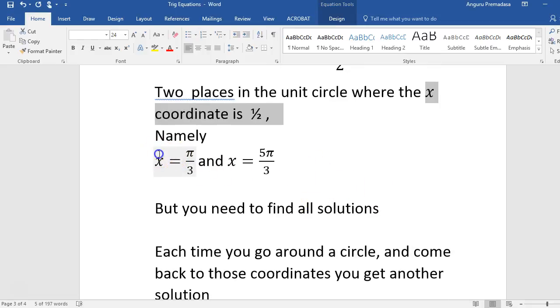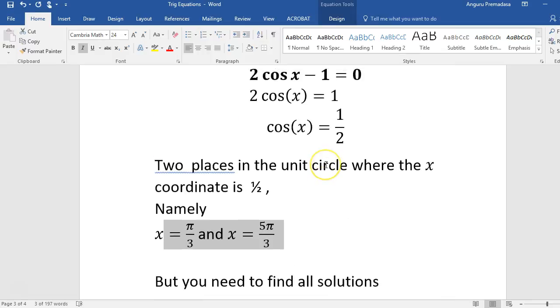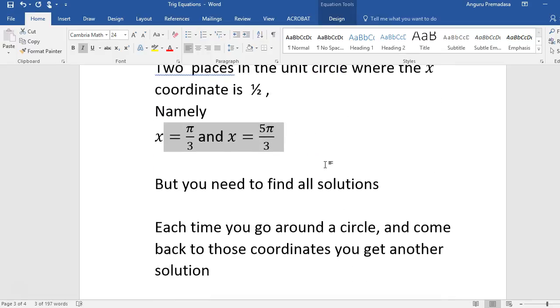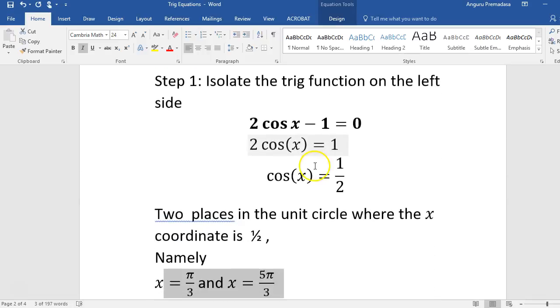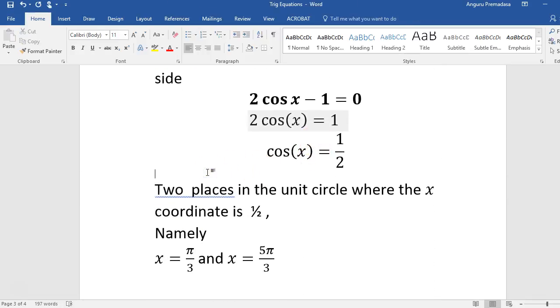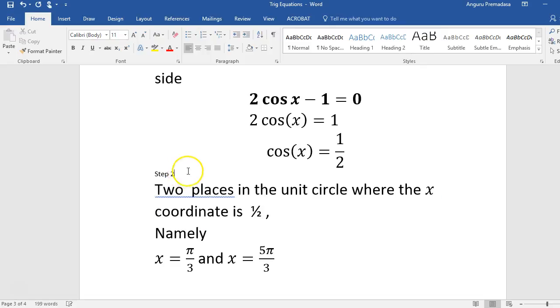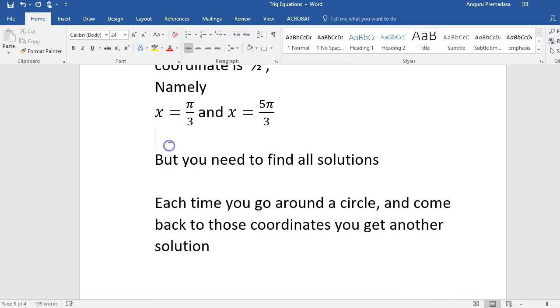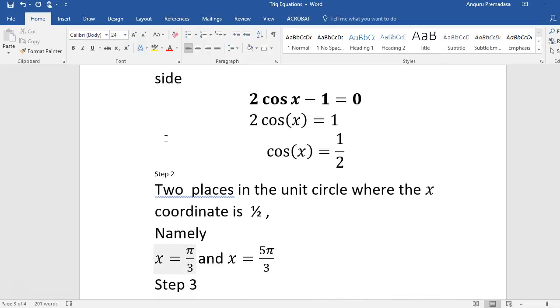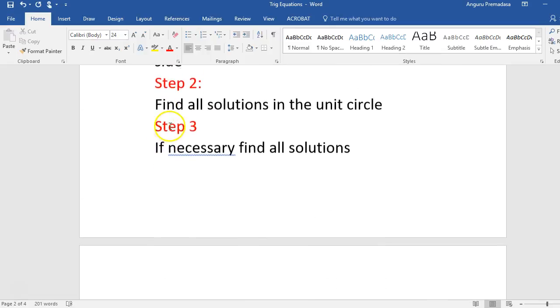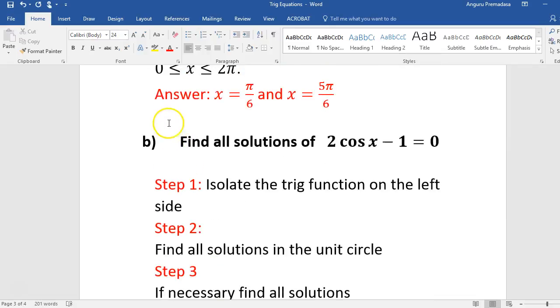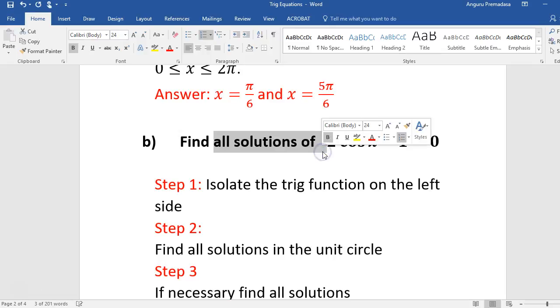But that's not the end of it. Now you go to step 3, right? You can think of what we just did as step 2. Now let's do step 3. You need to look at the question and see what they're asking. If you look at the question, it says to find all solutions, not just the solutions in the unit circle.